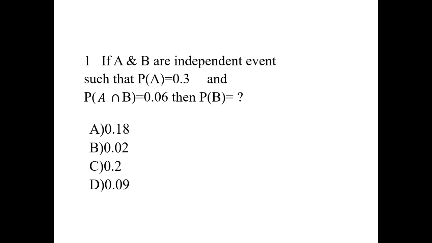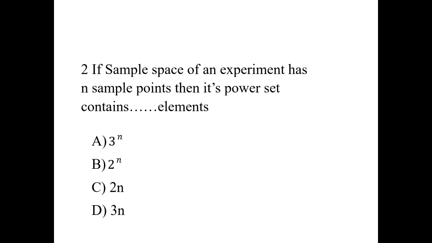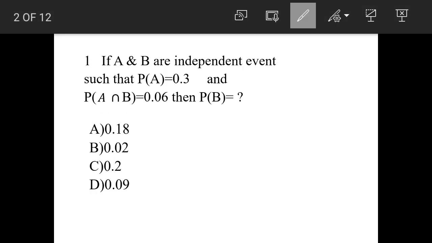Now we are given that A and B are independent events. Then probability of A intersection B is equal to probability of A into probability of B. Therefore, probability of B is equal to probability of A intersection B divided by probability of A. That is 0.06 divided by 0.3, that is equal to 0.2. Therefore, the correct option is 0.2, option C.